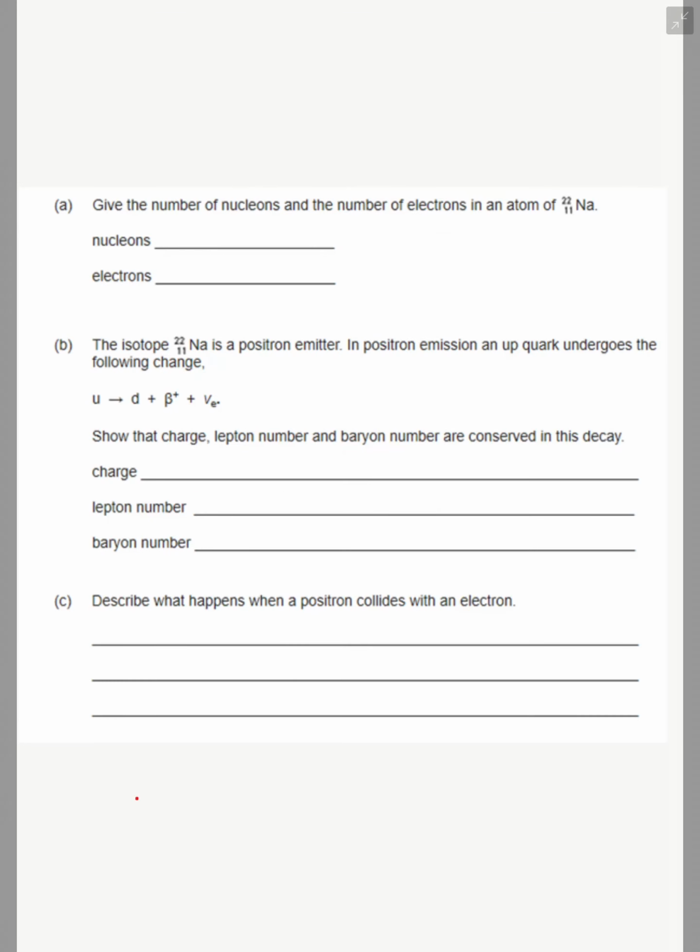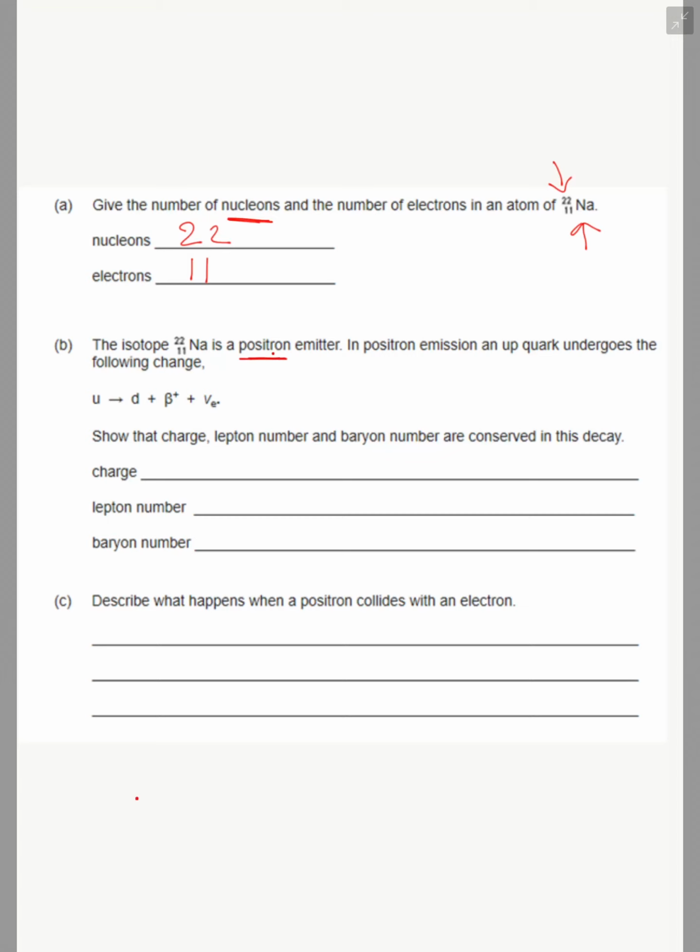Right, so give the name of the nucleons and the number of electrons in an atom of sodium. So nucleons is anything that's in the middle, so that's your top number, which is 22. And your electrons is the same as your protons, which is that number, so that is 11. That's GCSE, so if you don't know that, you really need to start looking at your work. The isotope is a positron emitter. In a positron emission, an up quark undergoes the following change, which changes into a down quark.